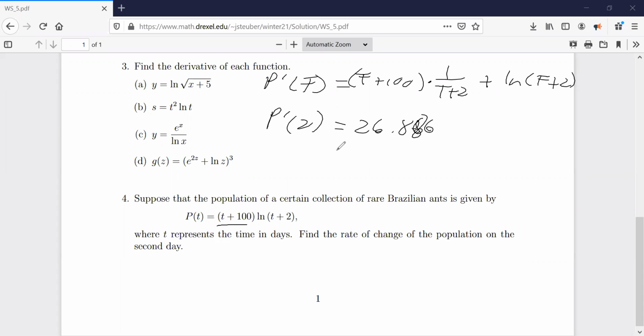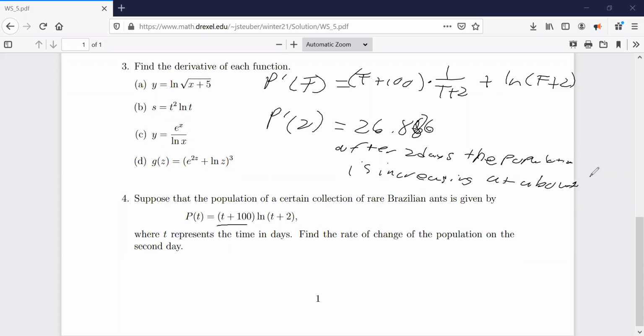So that tells us that after 2 days, the population is increasing at about 27 ants per day. So remember this original thing, the unit is in ants, and then when we take the derivative with respect to time, it becomes ants per day. Does that make sense to everybody?